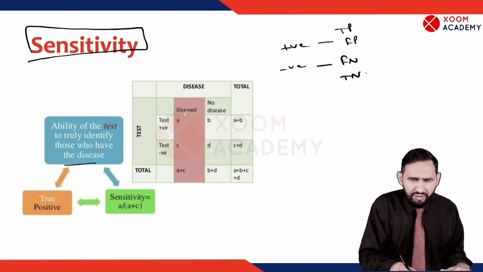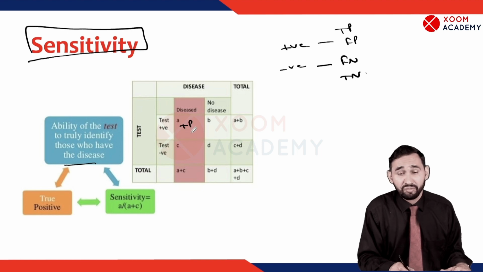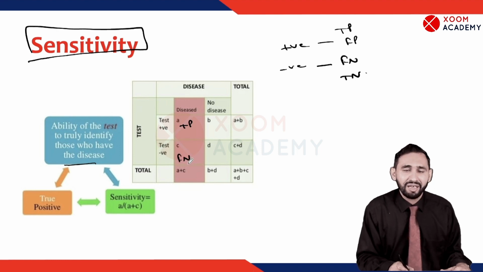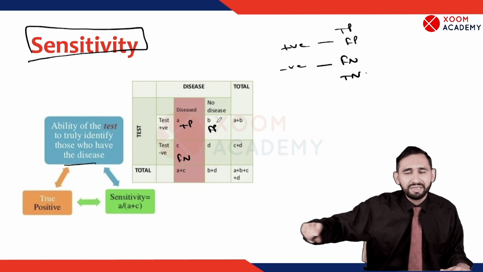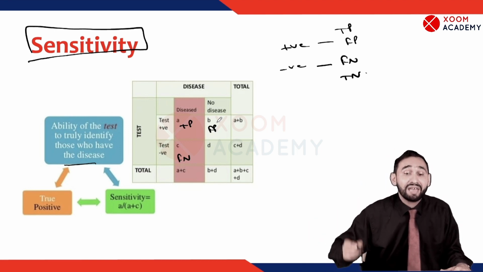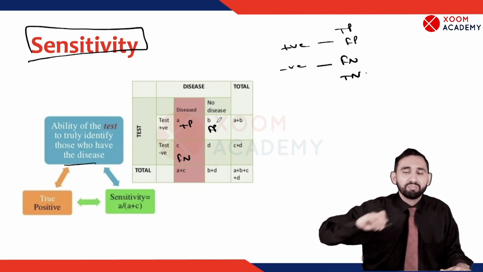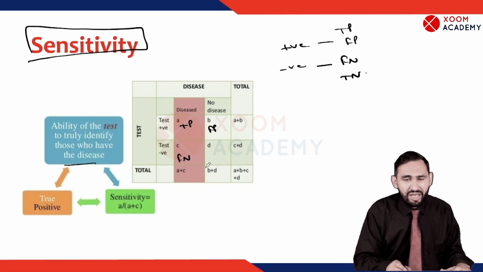What is meant by true positive? True positive means those who have the disease and are diagnosed as diseased. False negative means these people are diseased, but they are falsely diagnosed as non-diseased. False positive. They are healthy individuals. They are absolutely healthy. They don't have any disease, but they are identified as diseased as a result of the screening test. A screening test which yields false positive is not an ideal one. And true negative, those who don't have the disease.